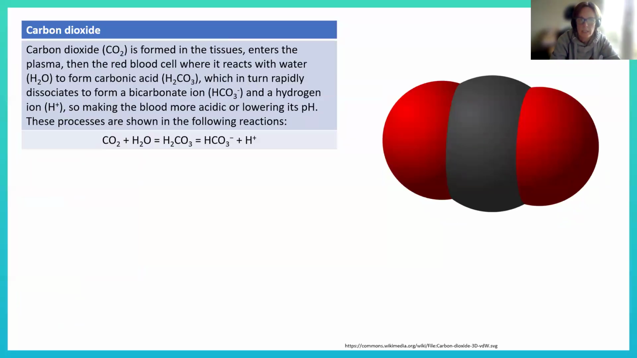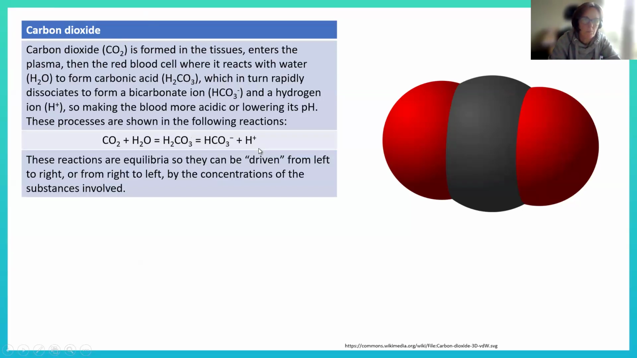So carbon dioxide is formed when we respire. It's a waste product from cellular respiration. And when it enters the water, it forms carbonic acid. And this splits up into a bicarbonate ion and hydrogen ions. And hydrogen ions are basically what acid is. So you can see the reaction here. We've got carbon dioxide plus water, carbonic acid, and then that splits up into bicarbonate ions and hydrogen ions. So this is what we breathe.